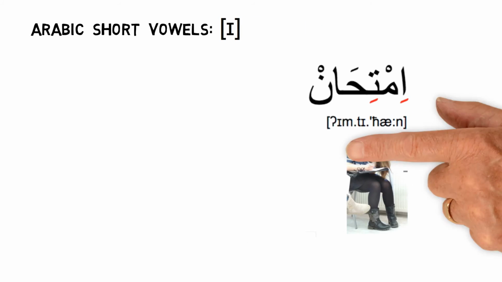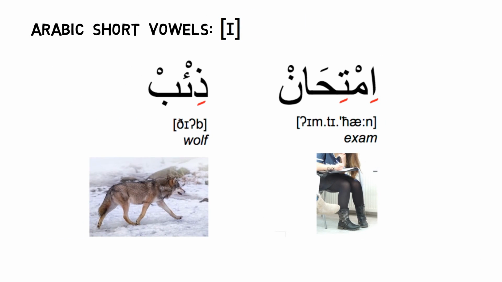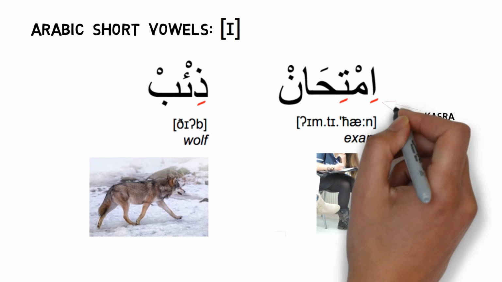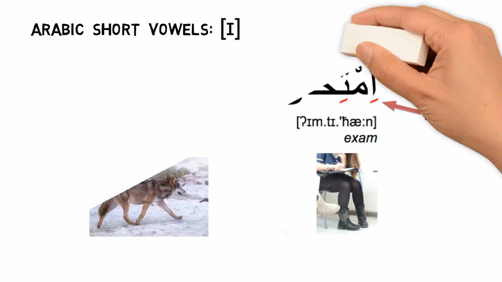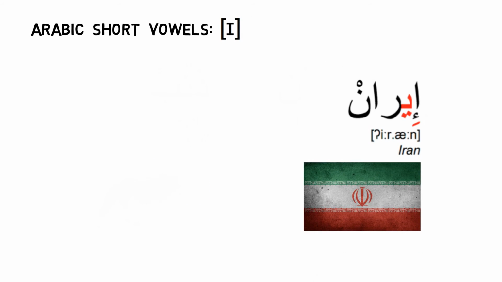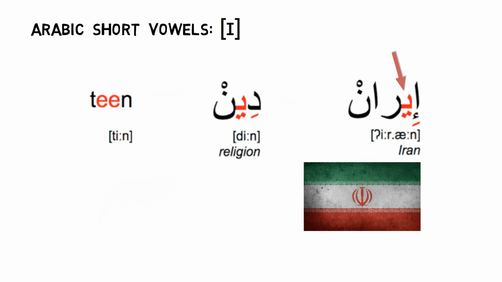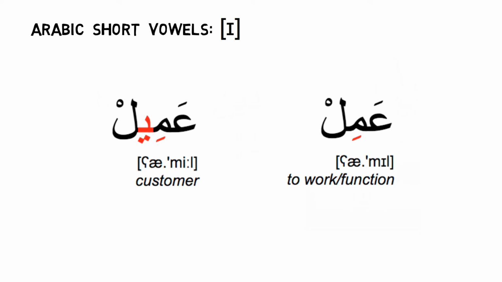We have short i as in imtihan or dhi'b, which is really close to English's i in sit and is indicated in Arabic using this diacritic known as a kasra under a character. Then if you see that diacritic with the letter ya afterwards, you'll get long e as in Iran or deen. It is basically the same as English's e as in teen. Comparing the long and short vowels, you can use amil and amil.